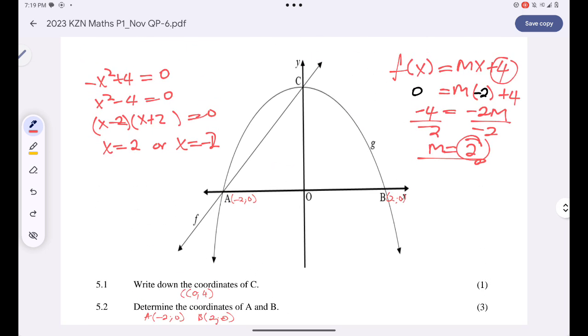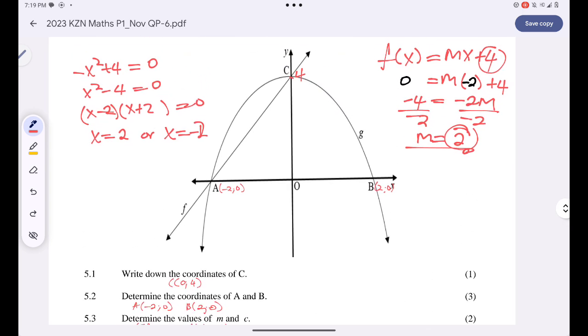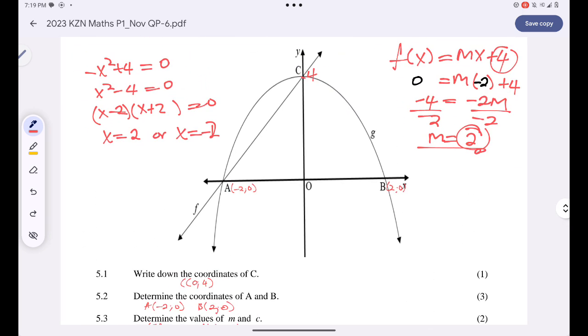Remember that, guys, our graph is there. The maximum turning point is at y is equal to 4. So they're trying to move our maximum turning point from positive 4 to negative 2, so that our graph will just look like this. This will be possible if they shift our graph 6 units down.